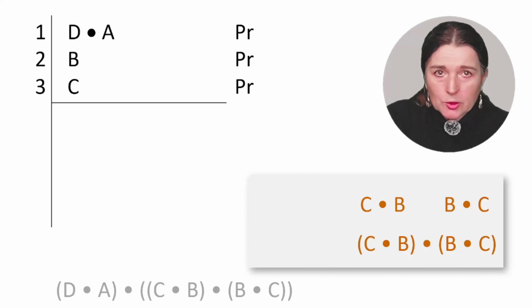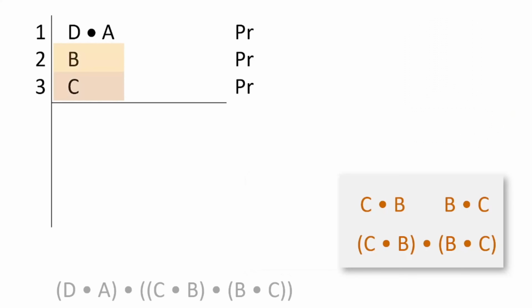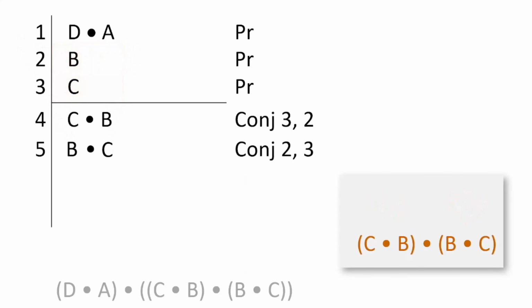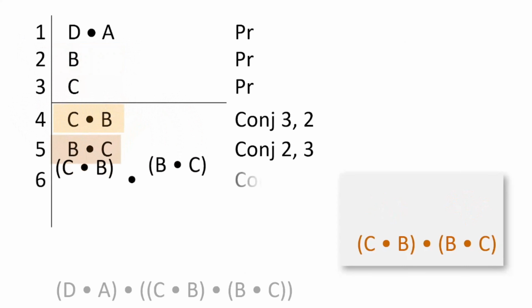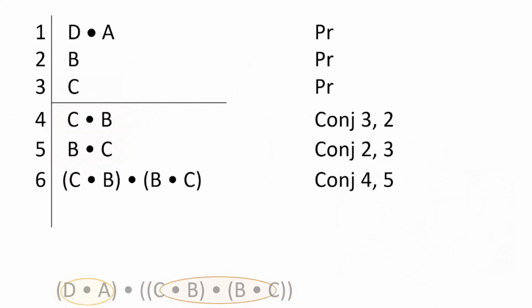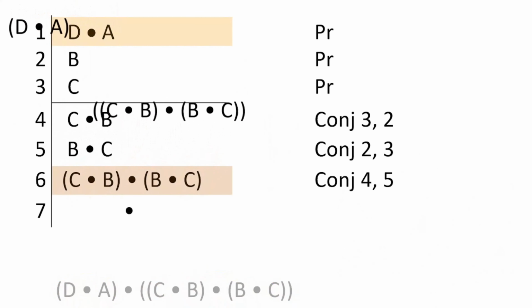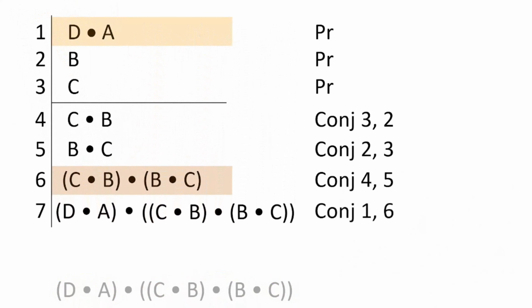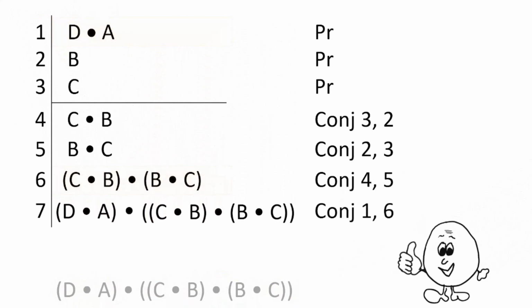We are ready to go. We apply the conjunction rule to premise 3 and 2 first, and to premise 2 and 3 second, or we could do it in the other order, doesn't matter. And then we conjoin these two propositions, remembering to embrace the complex propositions, the conjunctions here, in parentheses. The final step is simply to apply the conjunction rule once again, remembering to embrace the complex propositions in parentheses.